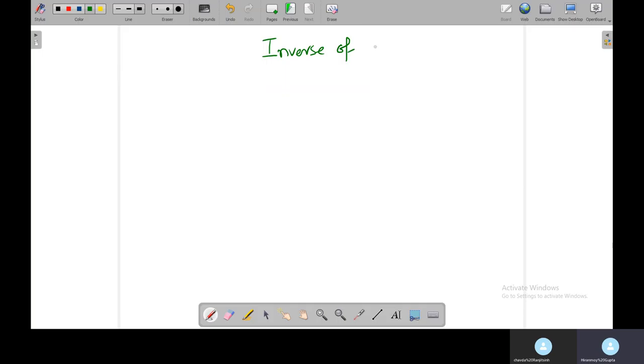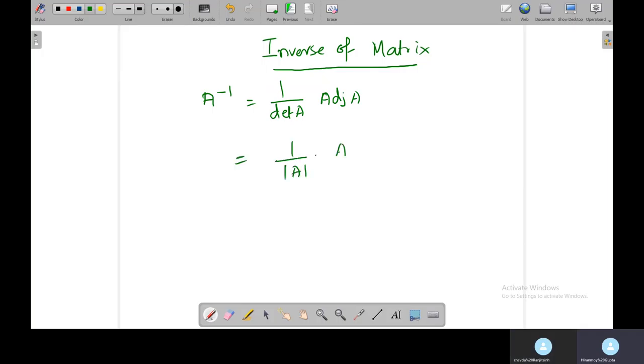Now inverse of matrix is related to your previous learning of determinant and adjoint. So what is inverse? What is the notation? The notation is power minus 1. It is 1 by determinant of A times adjoint of A. So you have learned what is determinant, you have learned what is adjoint. Now you can use this formula to find your answer. For example, I'm solving one example of 2 by 2. Then I will assign some problems to you so that you will try.